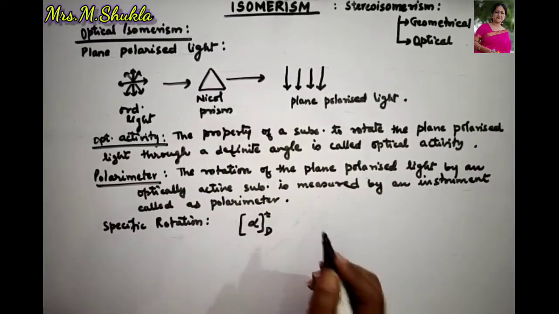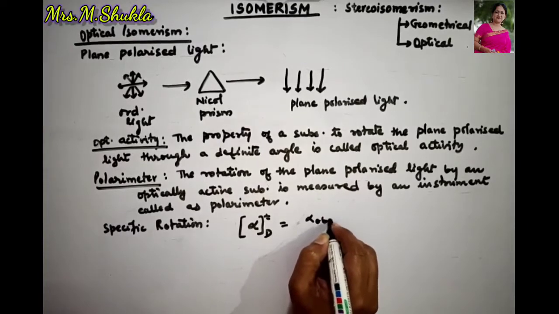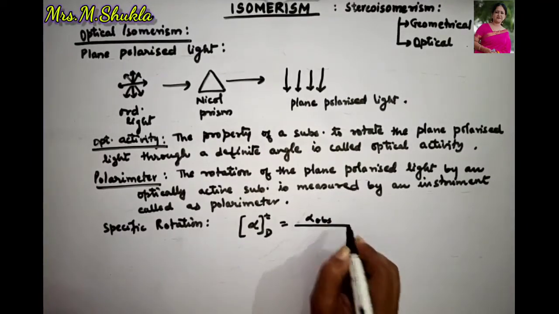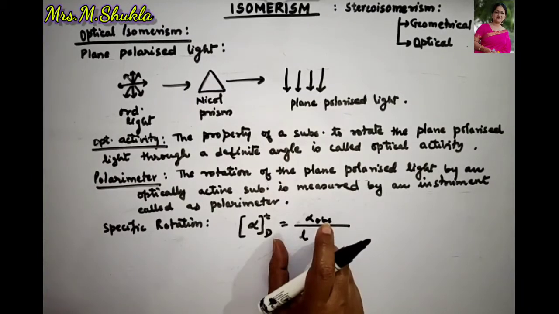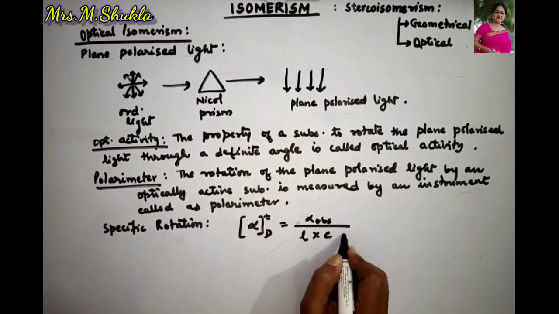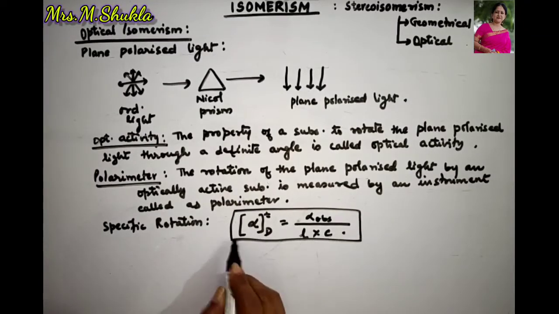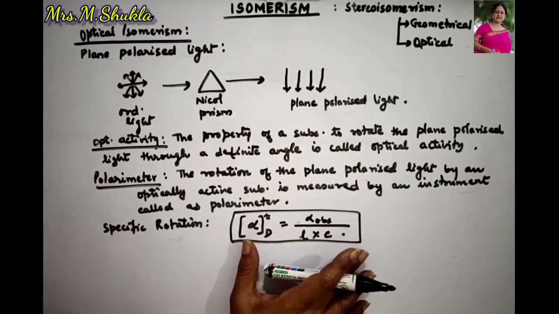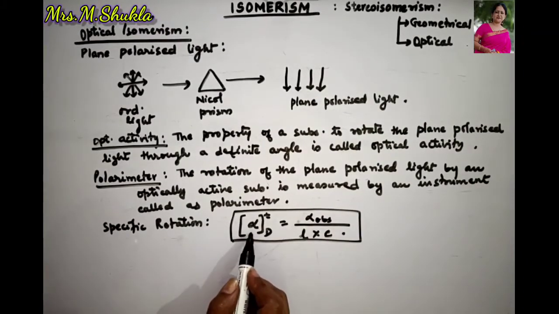Okay, this is specific rotation. It is equal to the observed rotation upon the length of the substance in decimeters into concentration. This is the formula that you should learn. A few numericals are based on this, right? So what does this specific rotation mean?